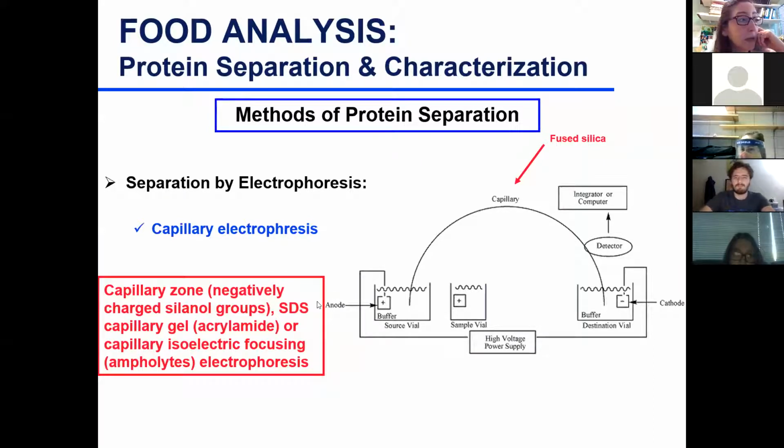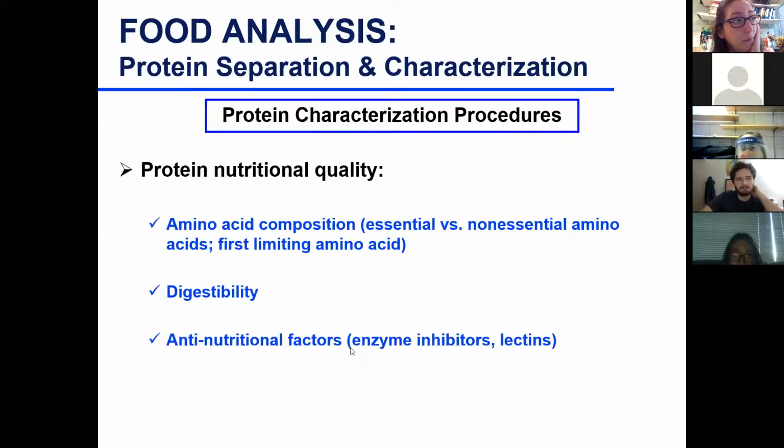The capillary tube can also be filled with a gel, an acrylamide gel. So it's the same as a regular SDS-PAGE, and then the proteins will separate based on size. Or you can have a gel with ampholytes where the proteins also separate based on their charge and their isoelectric point. So there are different capillaries that can be used to separate different proteins.